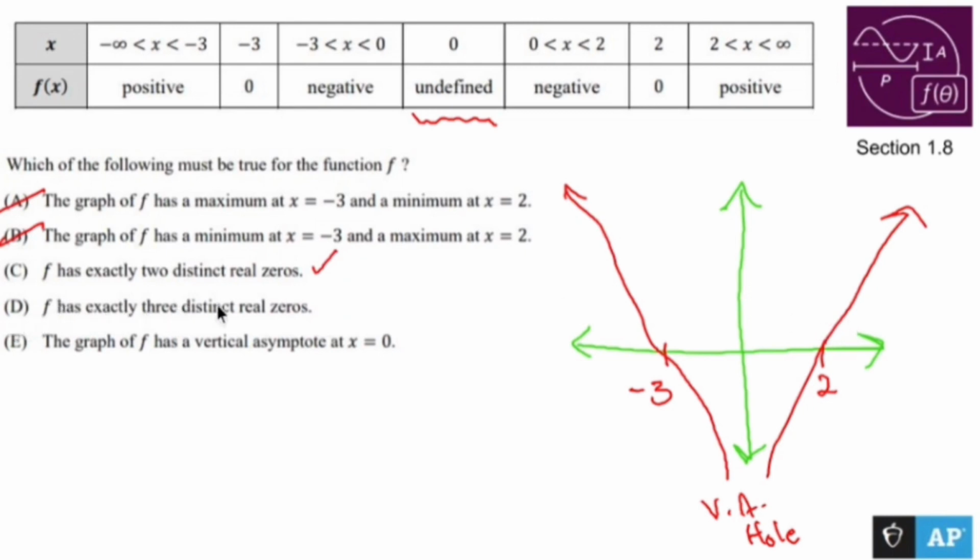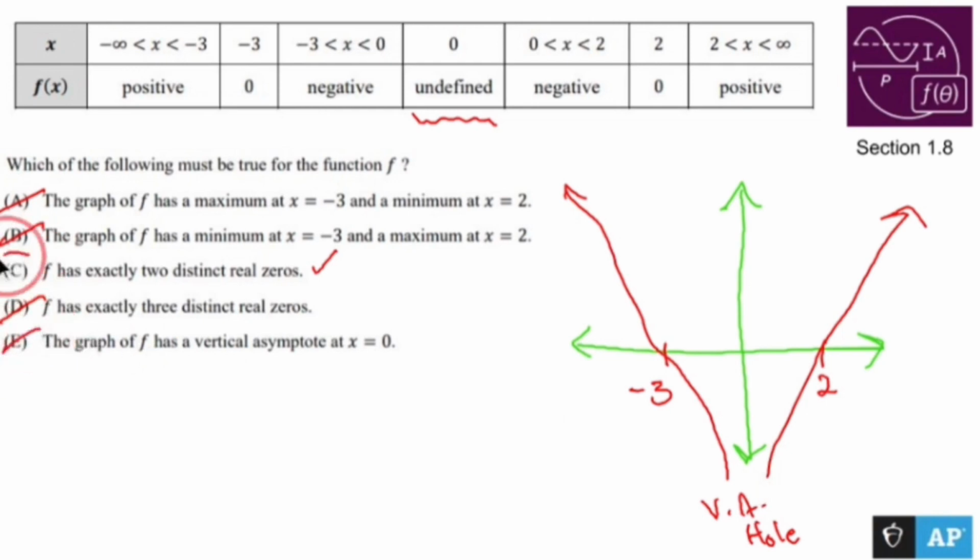F has exactly 3 distinct real zeros. No. The graph of f has a vertical asymptote at x equals 0. Again, here's the thing. That could be true, but I don't know because it could be a hole, and a hole is something that is undefined. So I can't prove that E is true.